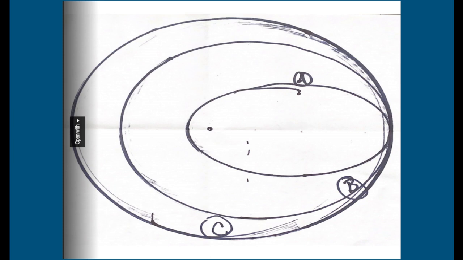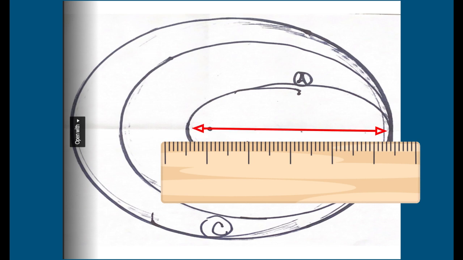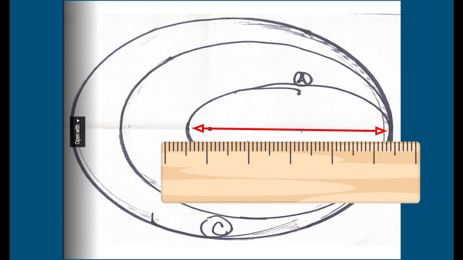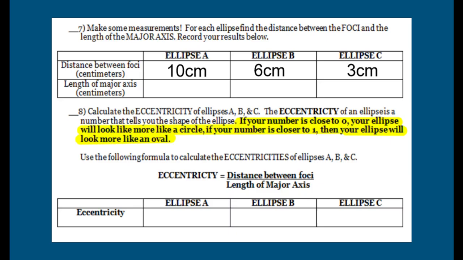So our major axis is measuring the distance or the diameter from the longest side to the other side. So we are measuring that. We are dividing that by the distance between the foci. That's the two pins that we had yesterday. So you're dividing that by the distance between the foci, and that's going to give you your eccentricity. So the eccentricity of an ellipse tells you the shape of the ellipse. If the number is closer to 0, your ellipse will look more like a circle. And if your number is closer to 1, then your ellipse will look more like an oval.